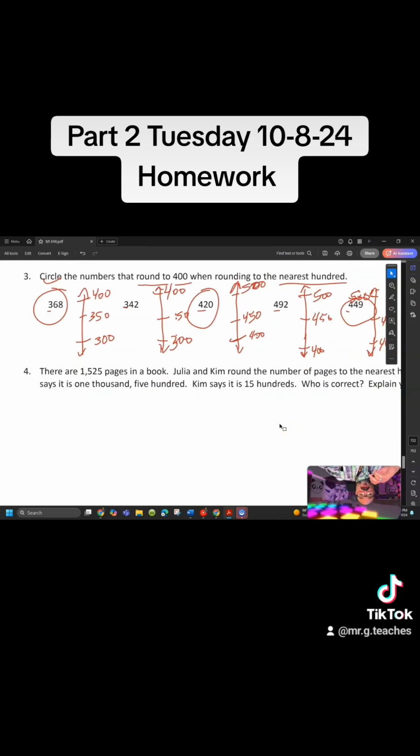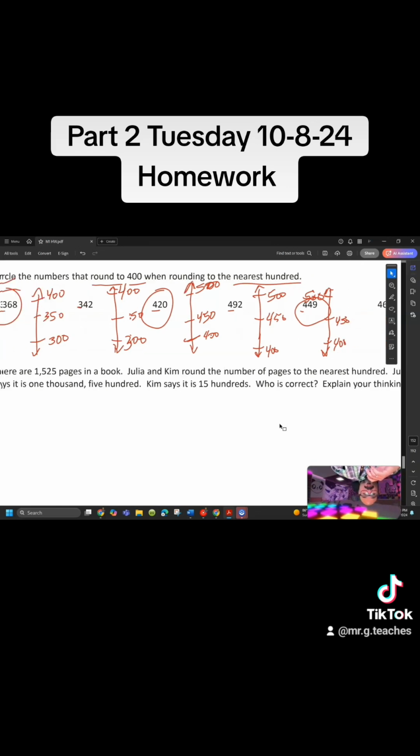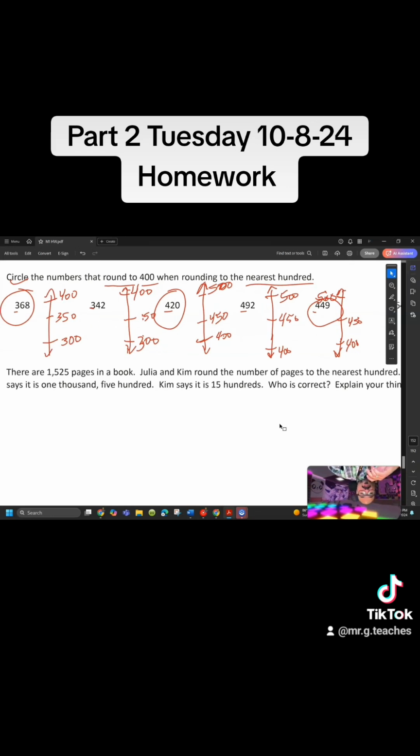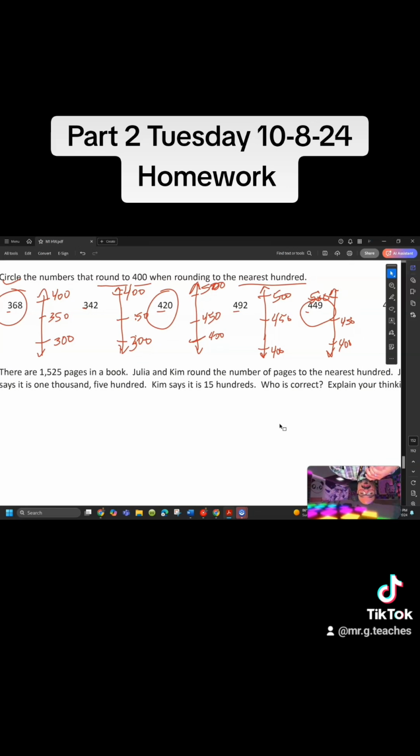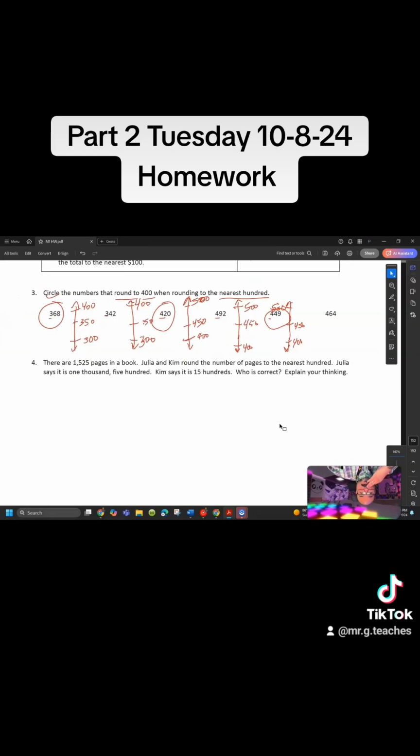4. There are 1,525 pages in a book. Julia and Kim round the number of pages to the nearest 100. Julia says it is 1,500. Kim says it is 1,500s. Who is correct? Explain your answer. Okay, so we have 1,525 pages in the book. We're rounding to the nearest 100. The 5 is in the hundreds place.